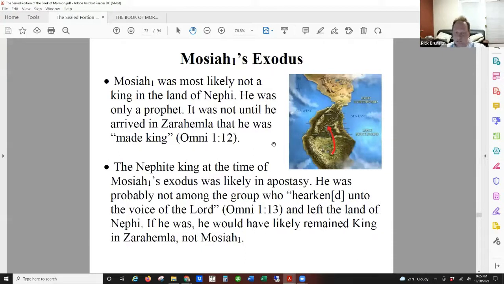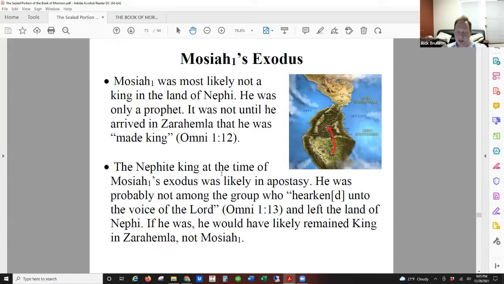Mosiah the elder was most likely not a king in the land of Nephi. I really want to stress that. Before he left, he was probably not the king. He was only a prophet. It was not until he arrived in Zarahemla that he was made king, according to the book of Aminadi.